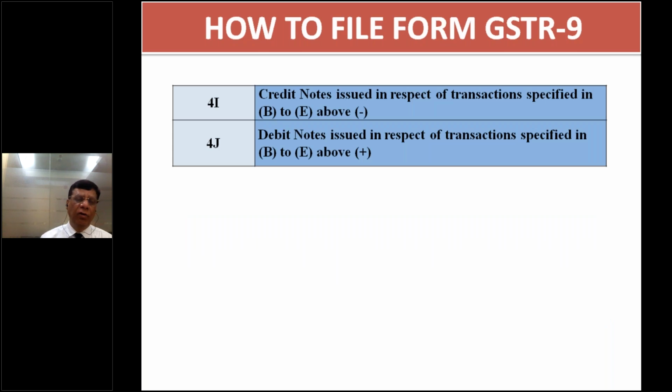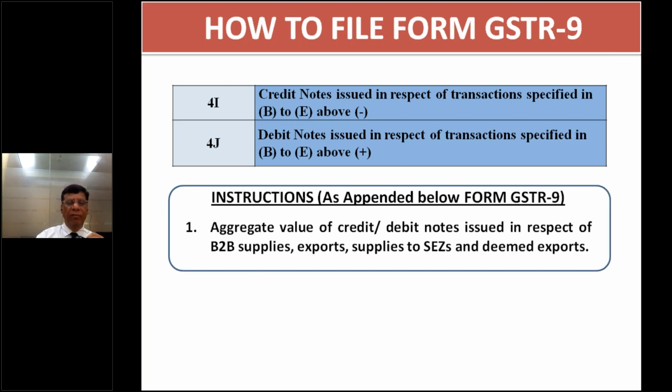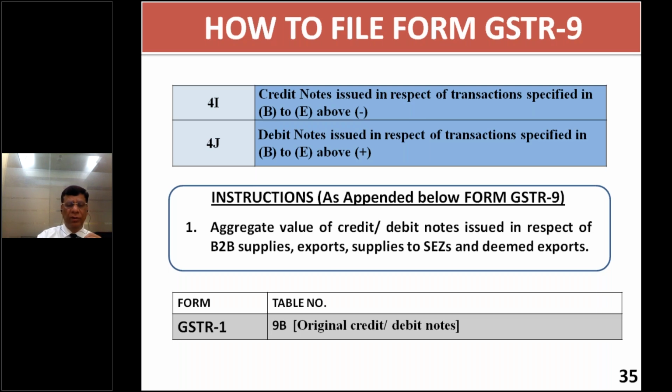In 4I, we have to mention credit notes issued in respect of transactions specified in B2E above. So that will reduce our outward supplies. And in 4J, we will mention the debit notes issued in respect of transactions specified in B2E above. That will enhance our outward supplies. The aggregate value of credit and debit notes issued in respect of B2B supplies, exports, supplies to SEZ and deemed exports can be carved out from table 9B of GSTR-1.